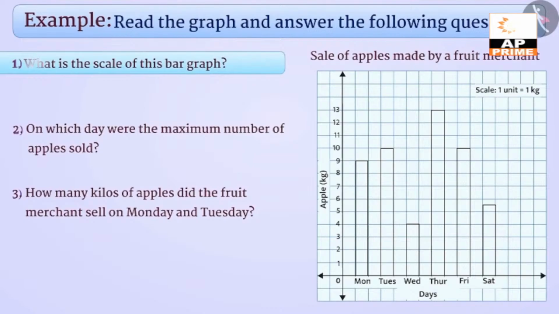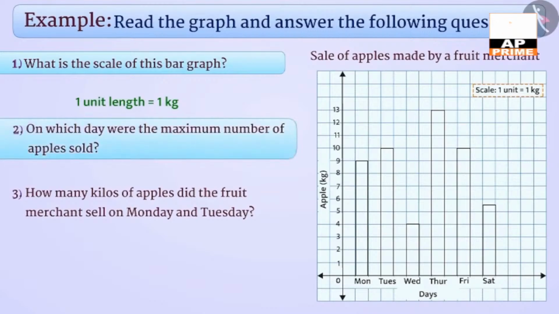First question. What is the scale of this bar graph? We observe that here the scale is 1 unit length is equal to 1 kg. Second question. On which day were the maximum number of apples sold? In the given bar graph, we observe that the bar on Thursday is the longest. So we can conclude that the highest sale of apples was made on Thursday.